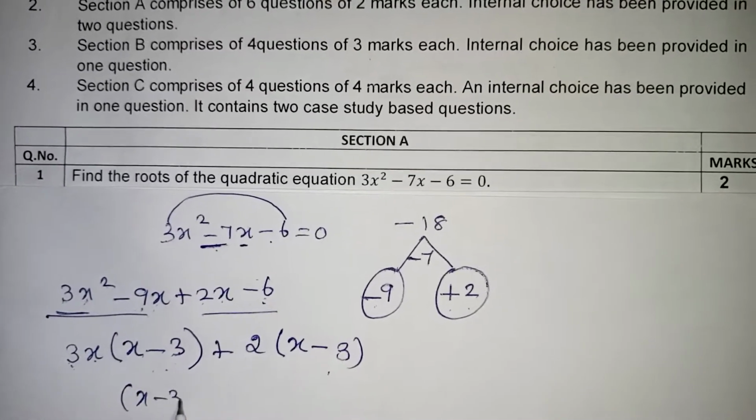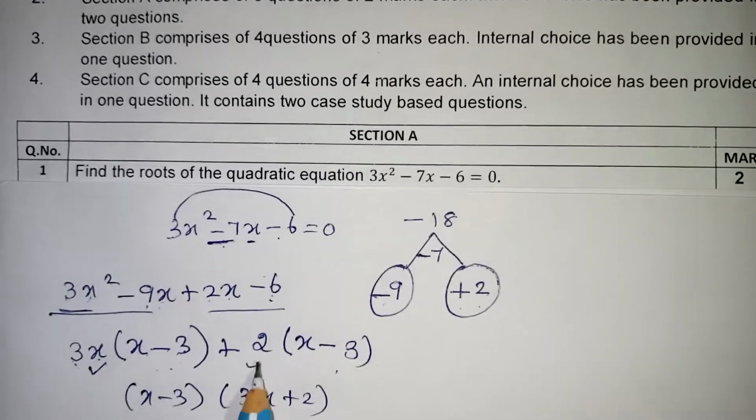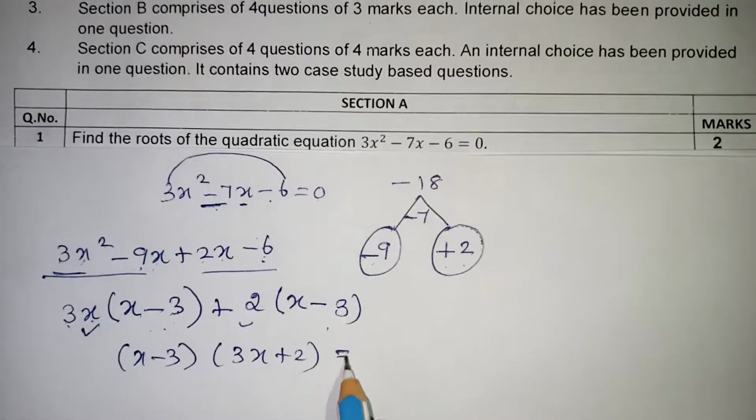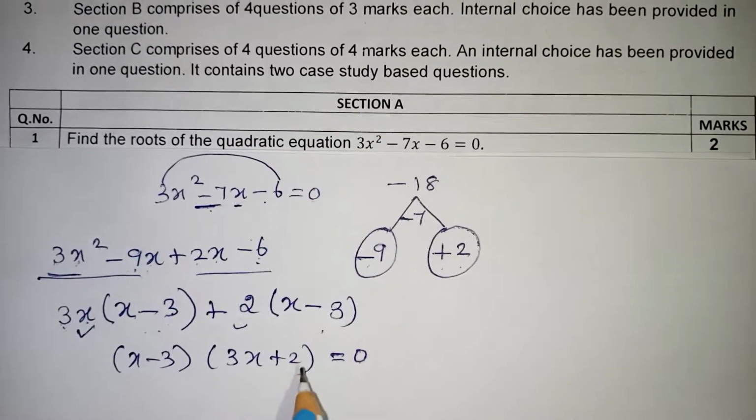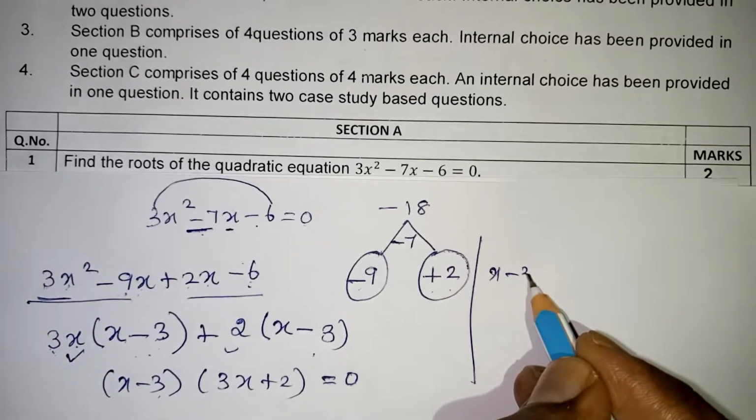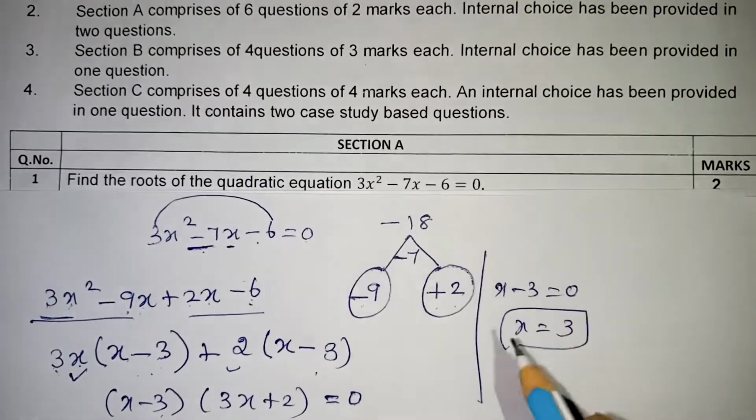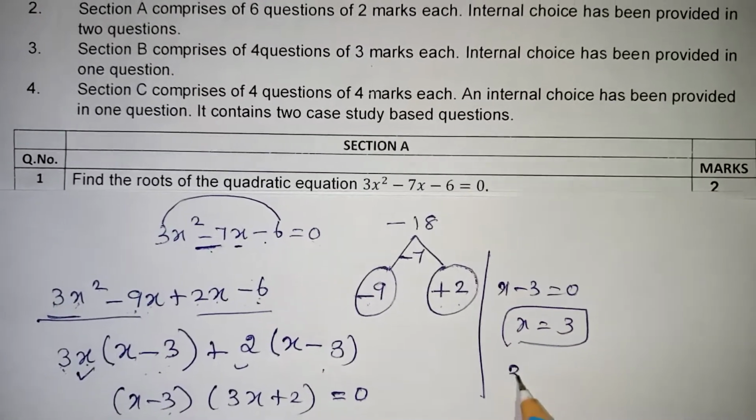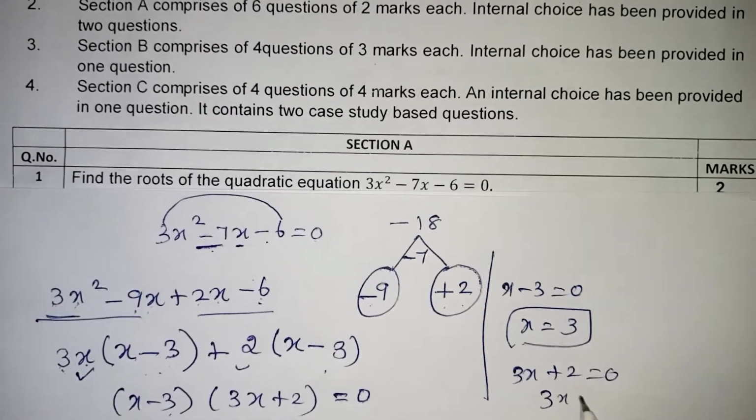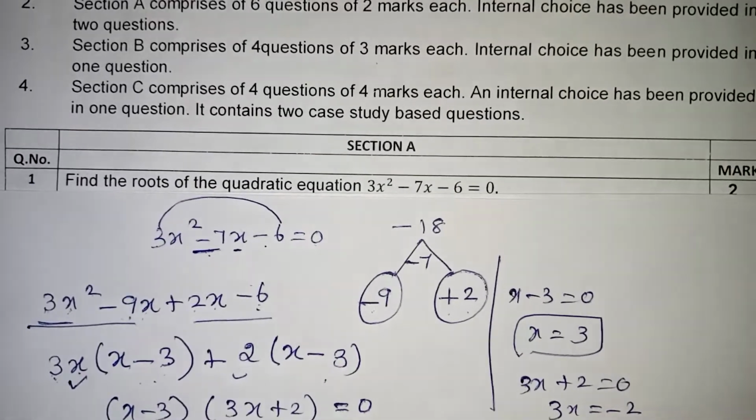Take x minus 3 as common, and 3x plus 2 are the remaining terms, which should be clubbed together. Now the equation is equal to 0, so both the factors should be equated to 0. First, x minus 3 equal to 0 means x is equal to plus 3. This is one answer. The next one, the second factor: 3x plus 2 equal to 0. The plus 2 can be taken to the other side and it will become minus 2. x is equal to minus 2 by 3, since multiplication by 3 goes to the other side as division by 3.